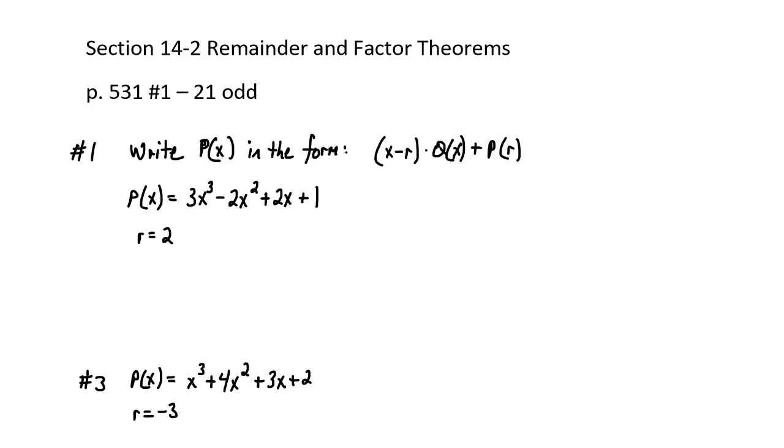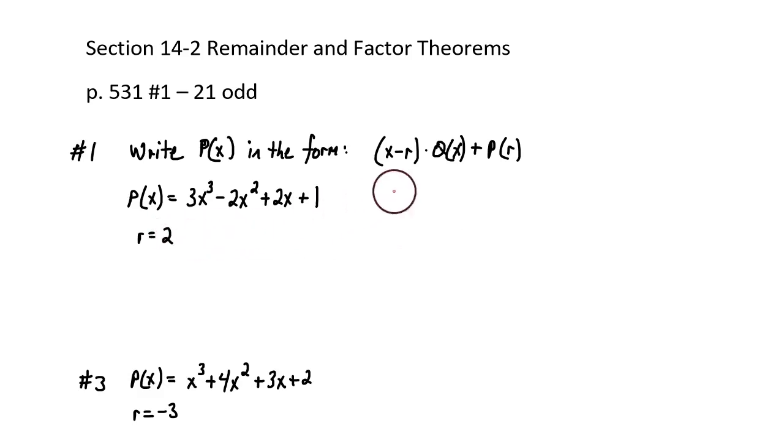Here are the answers for the section 14-2 homework. Number 1, write polynomial p in the form so that there's a binomial in parentheses, then a multiply, and then the quotient that you get. This is going to be a polynomial whose degree is 1 less than the degree of the original polynomial. And then if there's a remainder, that's going to go on the end.